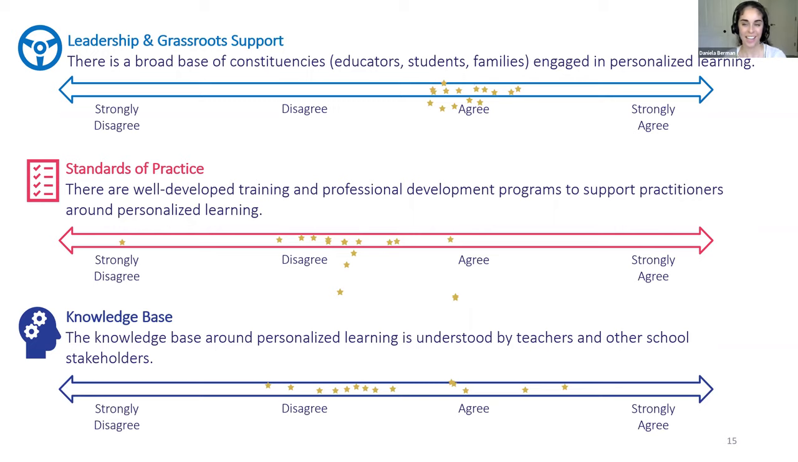So this is really interesting. It looks like the most agreement in this group is around the statement about leadership and grassroots support, that there is a broad base of constituencies that are engaged in personalized learning. And then maybe the most opportunity for the field to grow is around standards of practice. So having well-developed training and PD programs to support folks around personalized learning. And very interestingly, it looks like there's a range of agreement around knowledge base. The statement being that the knowledge base around personalized learning is understood by teachers and other school stakeholders. So perhaps that's another area for inquiry to find areas of alignment and intersection.